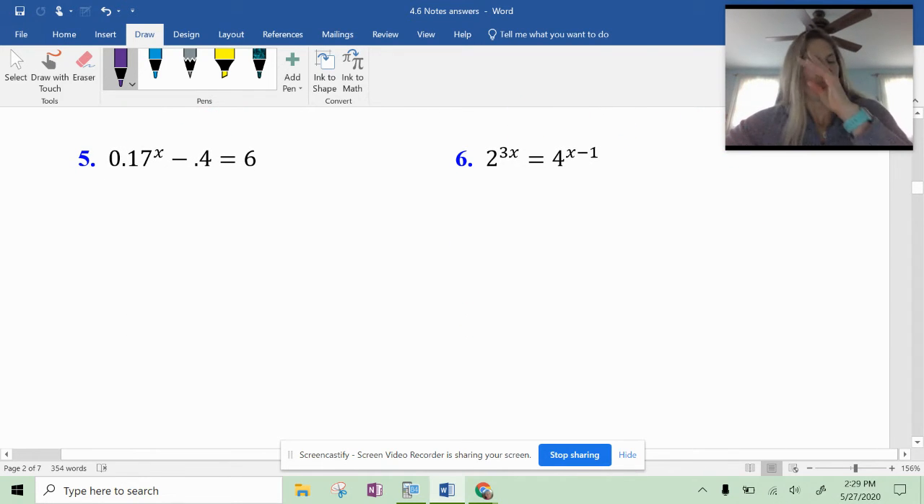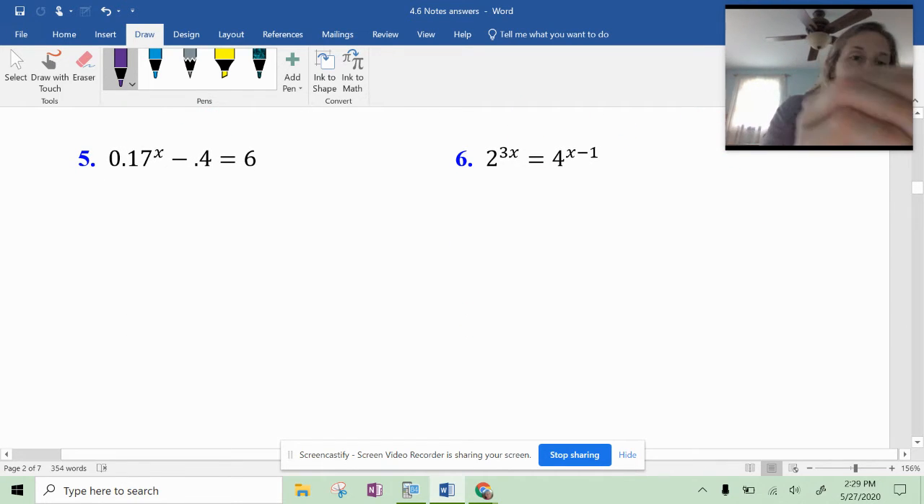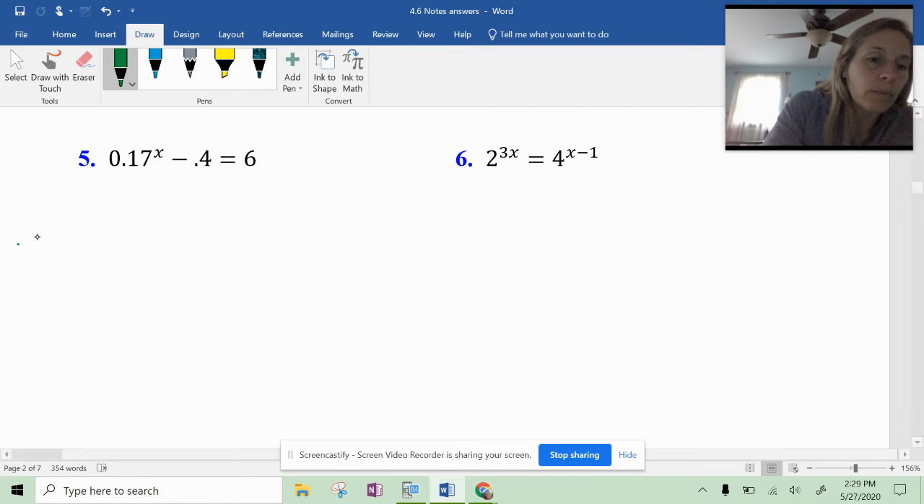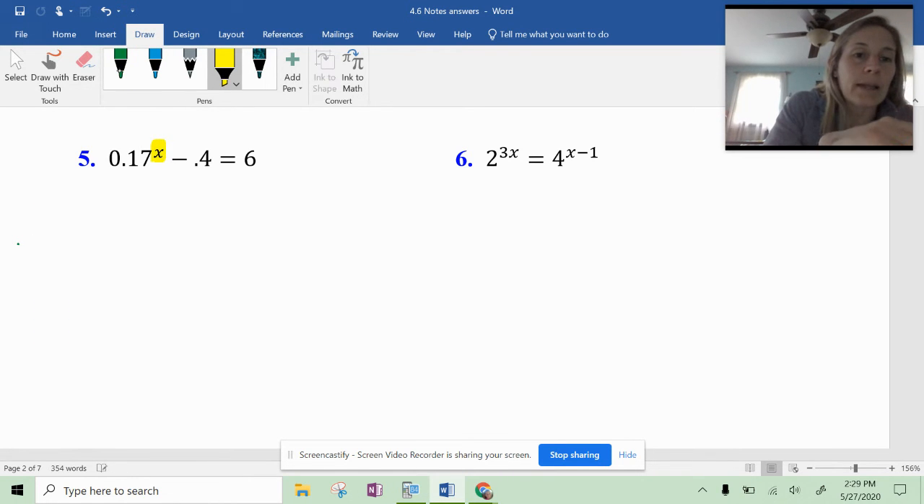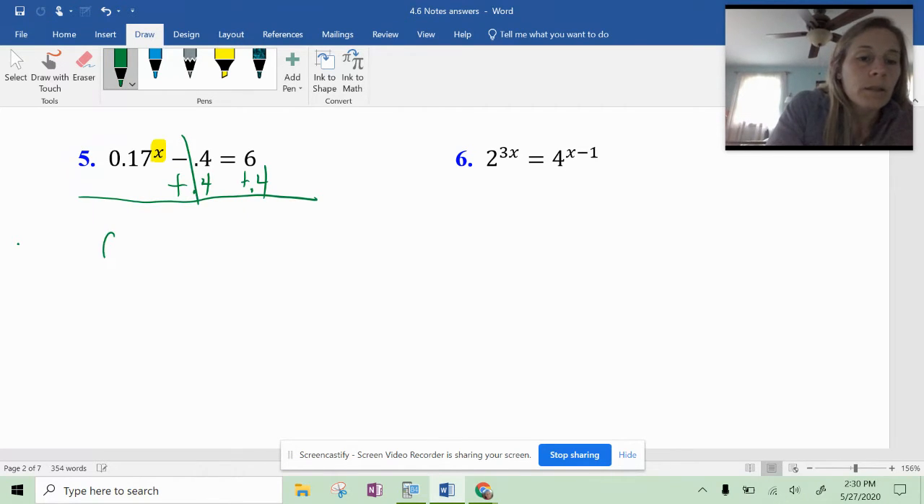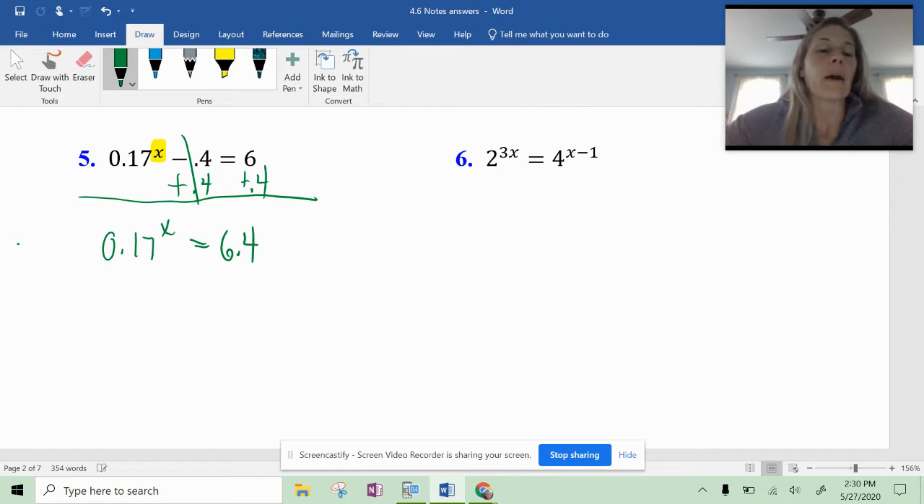All right, so number 5, before we get too far into this one, I'm going to just start out by trying to get the x by itself. So I'm going to add my 0.4. So I have 0.17x equals 6.4. Now, even if you wanted to move the decimals over, you're going to end up with a 17, and that's still a prime number, and then you have 64. So nothing really to do there.